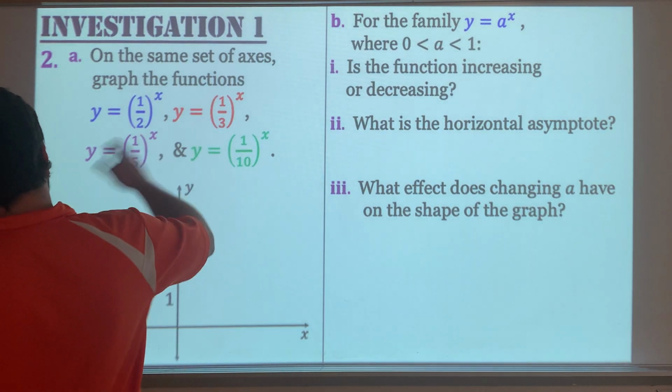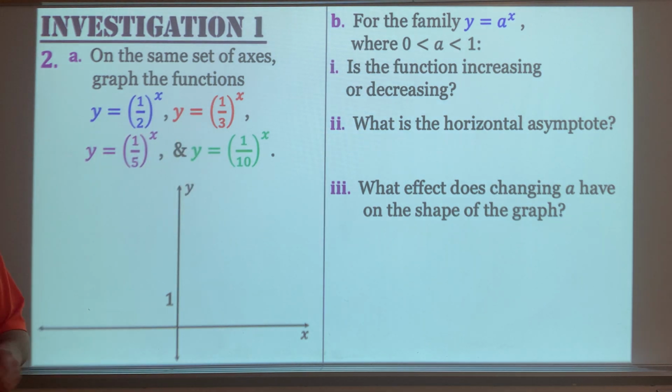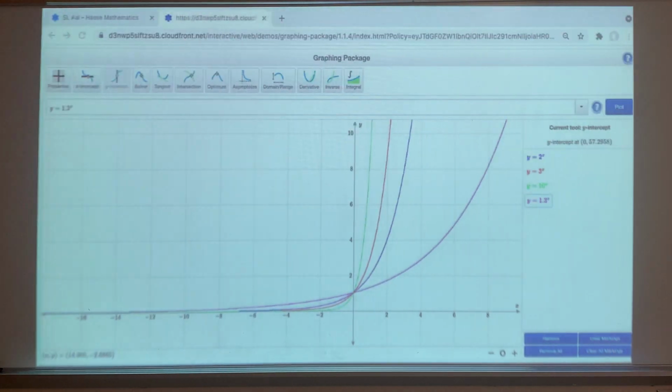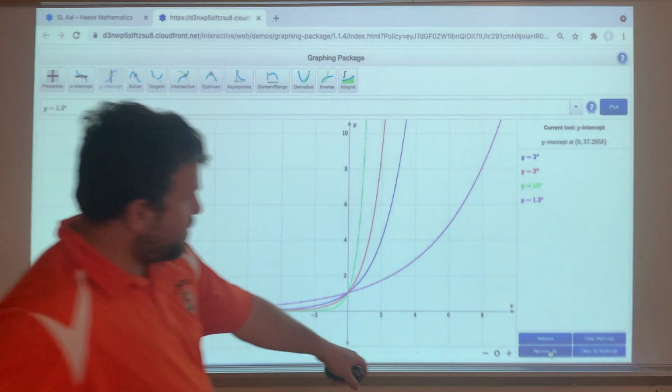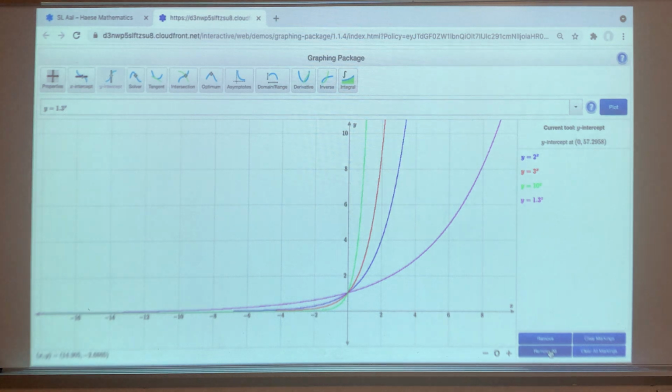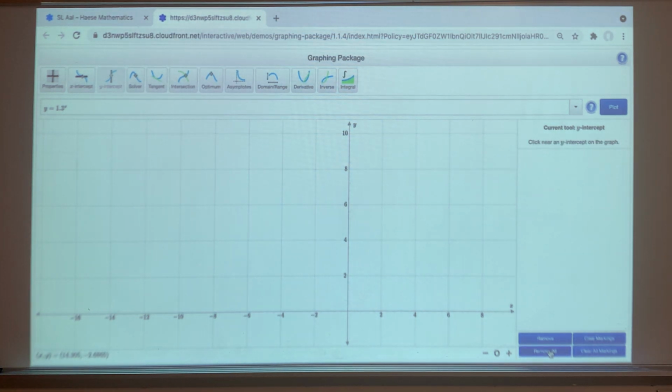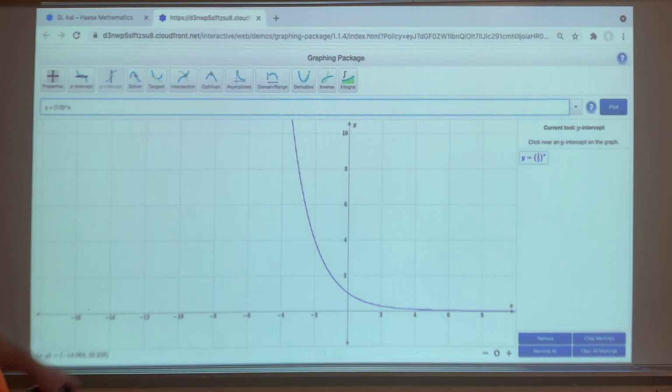So 2A. On the same set of axes, now you're going to graph 1/2, 1/3, 1/5, and 1/10. Once again, you can use your computer. Now remember, if you click on remove all, right here, bottom left, it will remove all the graphs. And now you can plot your new graphs. The key here is, when you're doing 1/2, you want to put the 1/2 in parentheses: 1/2, close parentheses, up arrow x. So that's my 1/2 to the x power.